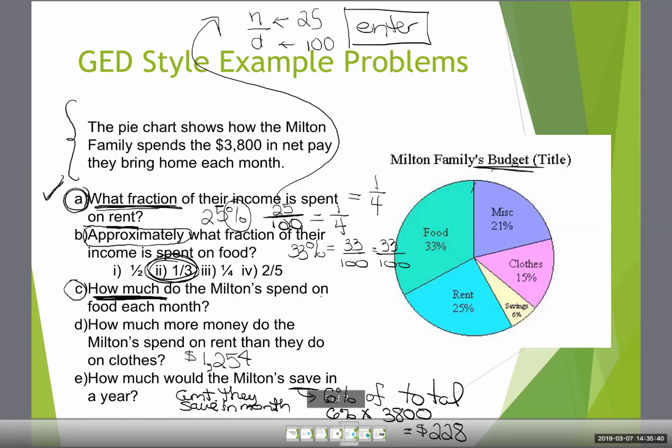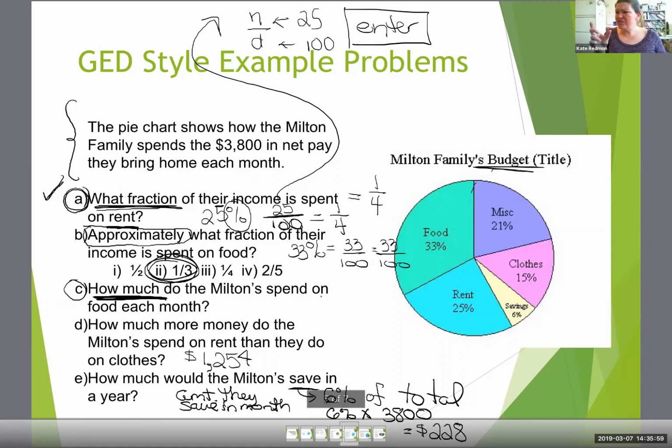They want how much the Miltons save in a year. What am I going to do? Times it by 12. Give me some justification. Why did you choose to multiply by 12? Because there's 12 months in a year. Yeah, absolutely.